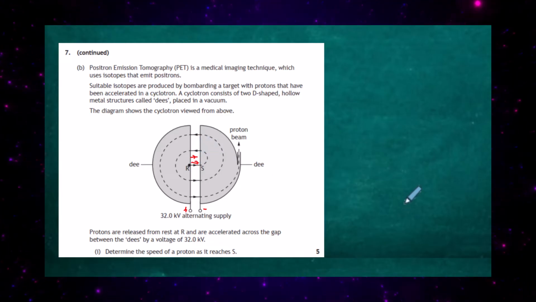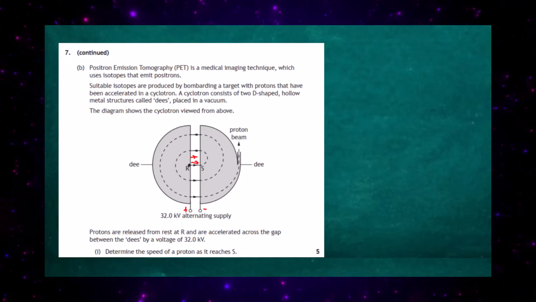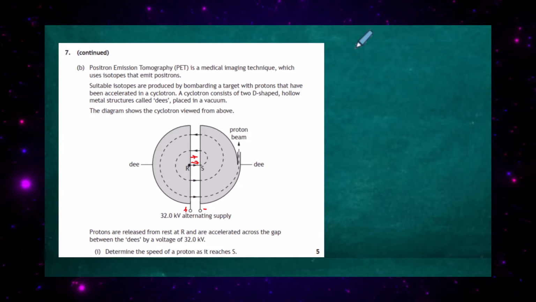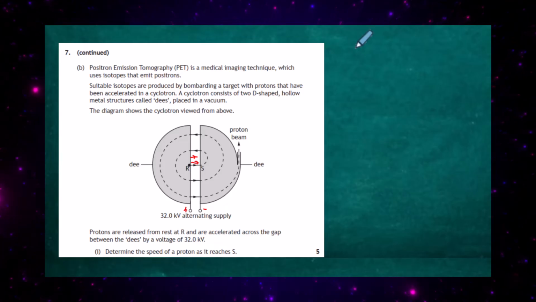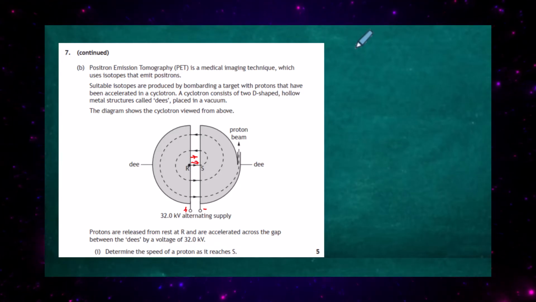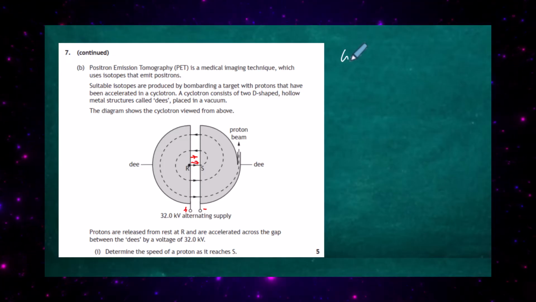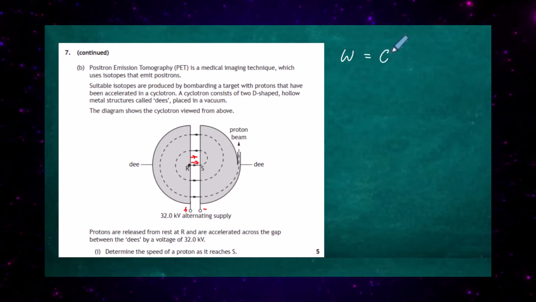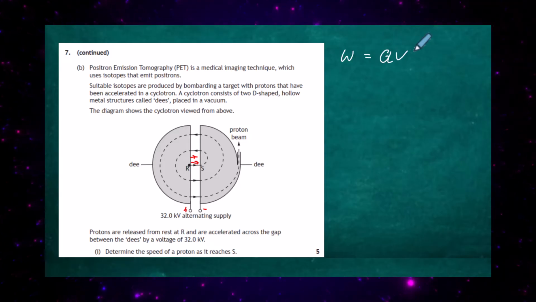So we're asked to determine the speed of the proton as it reaches S, and it's for 5 marks. First of all, we have to calculate the work done on the proton by the electric field in moving it from R to S, and that work done will eventually appear as kinetic energy at S. So our first task is to work out the work done in the field moving the proton across R to S. That's easily found out. Work done is going to equal QV. So we can put in our numbers for that one.